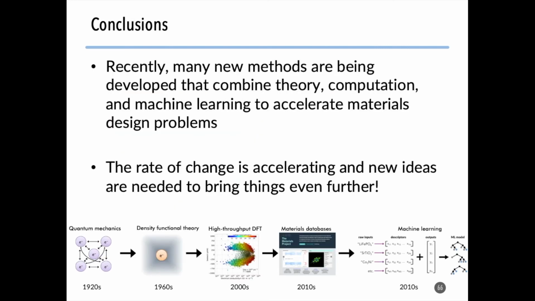Okay, so in conclusion, there are many new methods being developed that combine theory, computation, and machine learning to accelerate the rate at which we can find new materials for different types of applications. The rate of change is definitely accelerating in the computational field. So, quantum mechanics in the 20s, DFT in the 60s, high throughput DFT in the 2000s, materials databases and machine learning all coming in the 2010s, and the 2010s are not even over yet. So more and more new things are coming. People are coming up with new ideas, but we certainly need more effort and more people working on these topics.